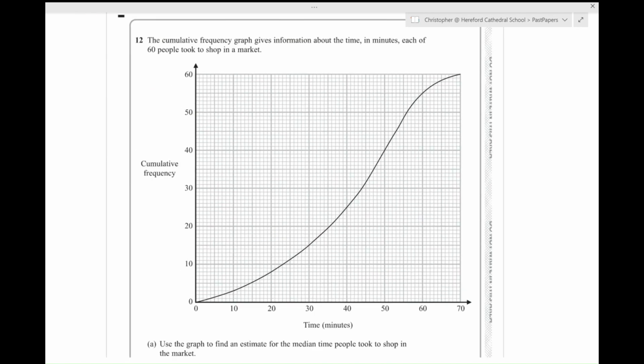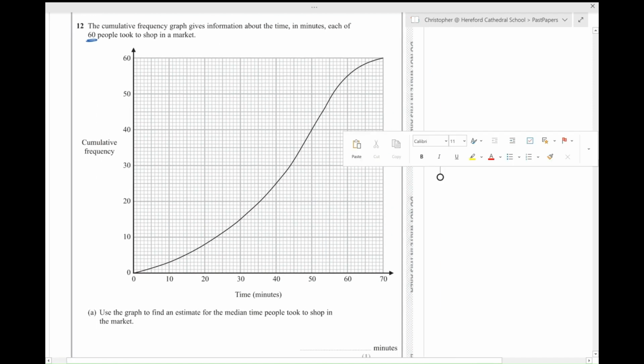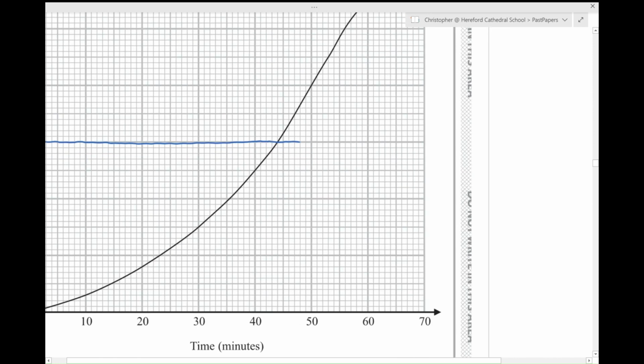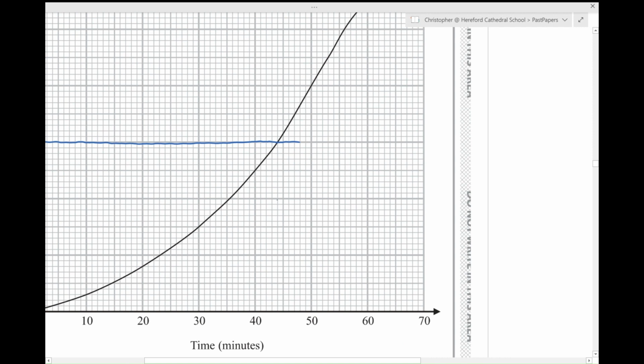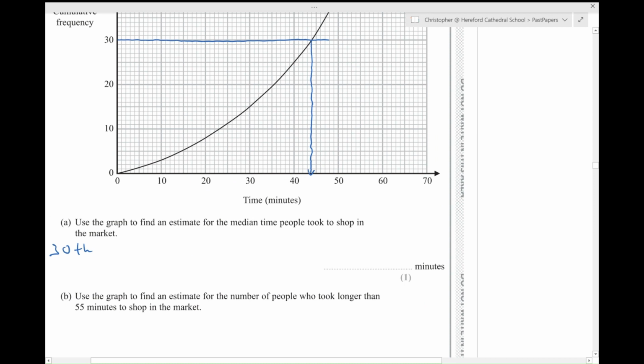Question 12. I've got a cumulative frequency graph here about the time each of 60 people took to go shopping. Here are my 60 people going up the y-axis, and this is their cumulative frequency. Use the graph to find an estimate for the median time. Well, the median time is going to be the time taken by the 30th person, more or less. So I'm going to find the 30th person. I'm going to use my ruler to draw a line across here, and then I'm going to draw my line down here, again with my ruler and pencil when I'm doing my IGCSE. And so I need to read off that number of minutes. So that is going to be 44 minutes, isn't it?